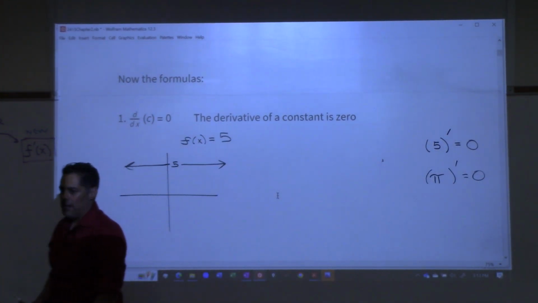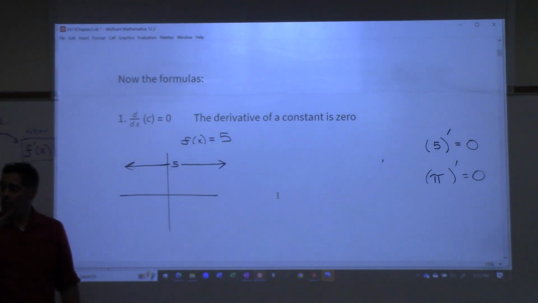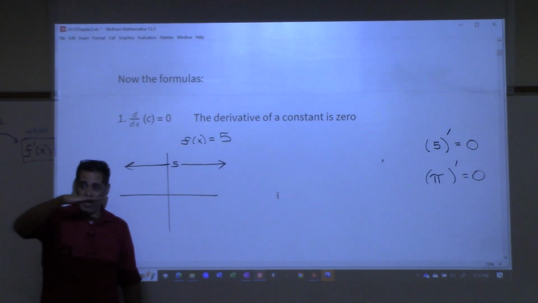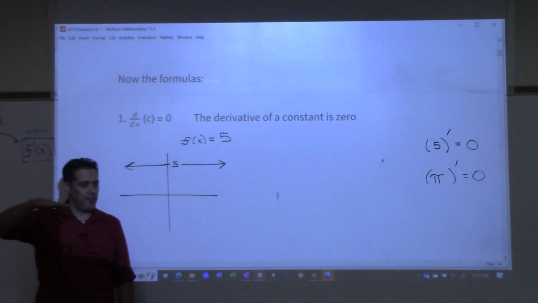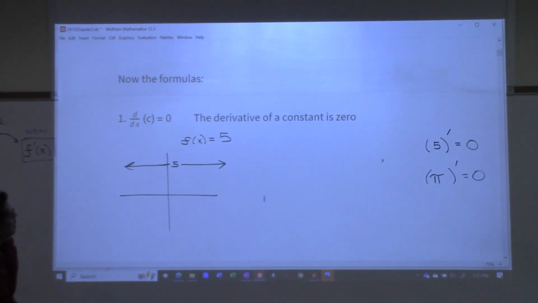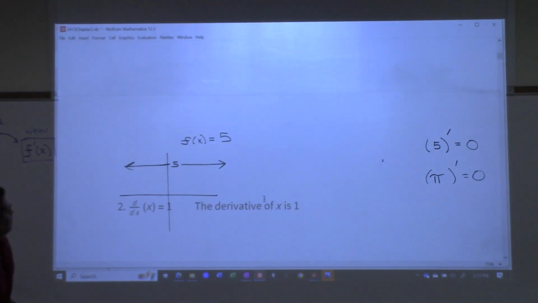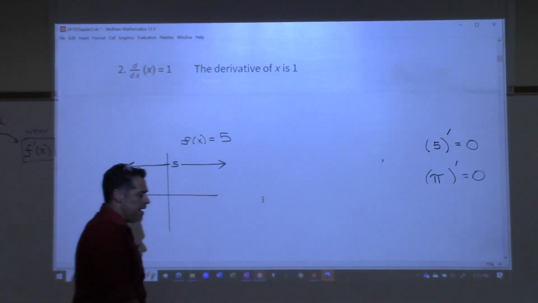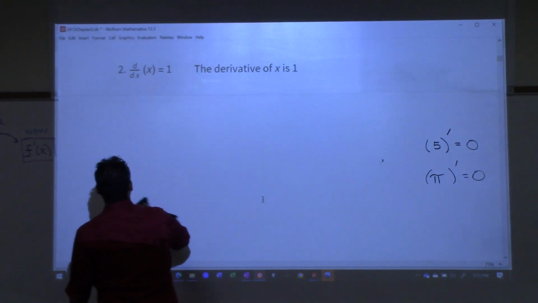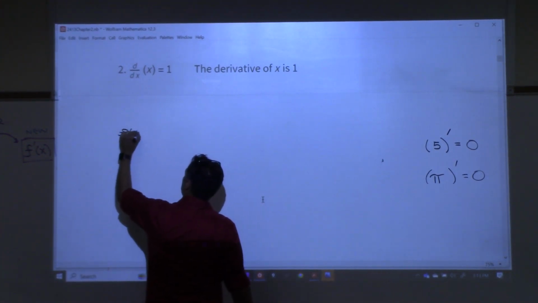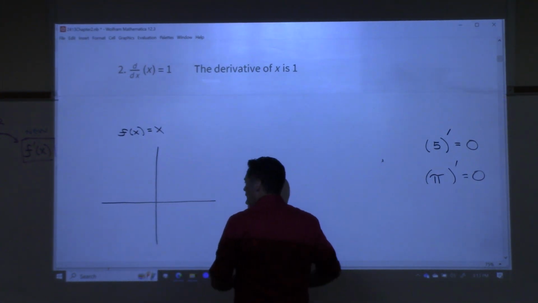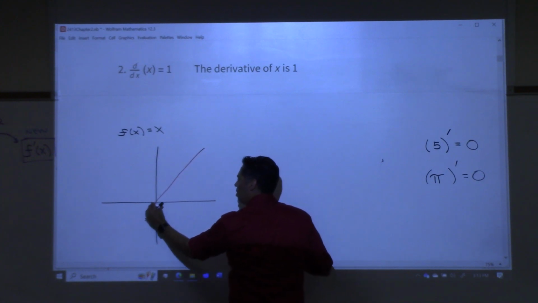Another way you could think about this is remember that the derivative gives you a rate of change, right? If your function is constant, is it changing? No. So what's the rate of change? Nothing, right? 0 rate of change. All right, so the derivative of a constant is 0. Next one. The derivative of x is 1. What this means is that if you take the function f of x equals x, do we all remember from college algebra that that's that really nice function that's like a perfect diagonal?